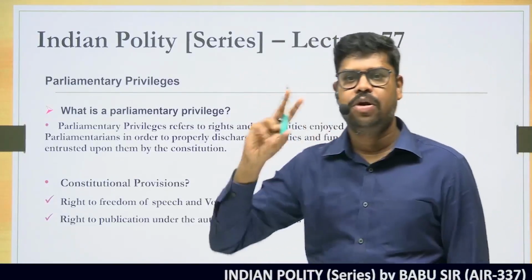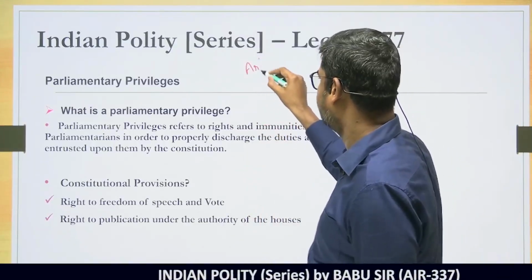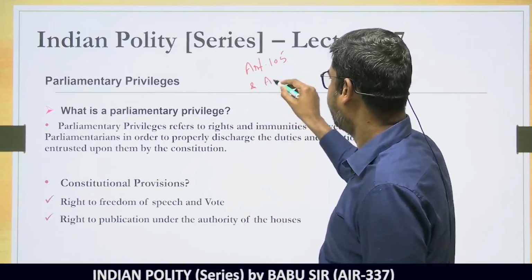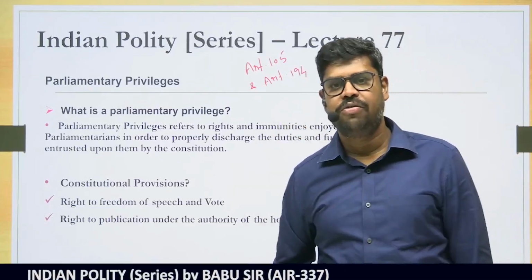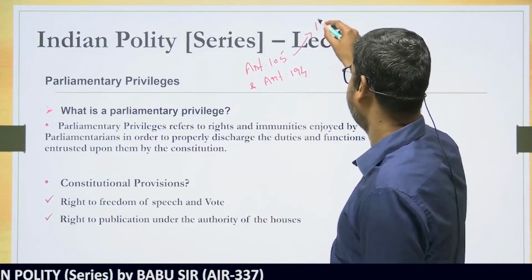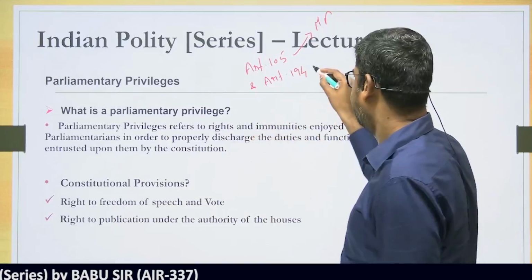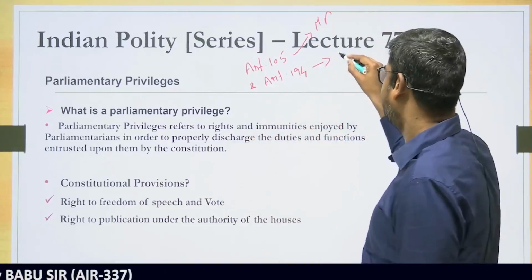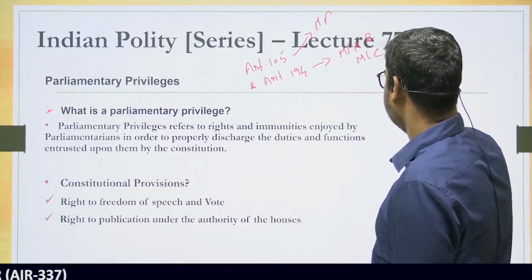There are two important articles in the constitution which deal with parliamentary privileges. One is article 105 of the constitution and the other is article 194 of the constitution. While article 105 deals with parliamentary privileges when it comes to the members of the parliament, article 194 deals with parliamentary privileges when it comes to members of the state legislature, MLA, and also the members of the legislative council.